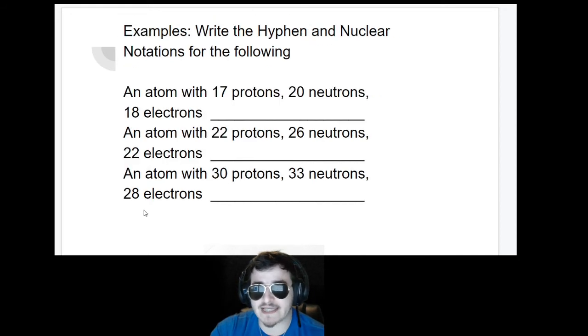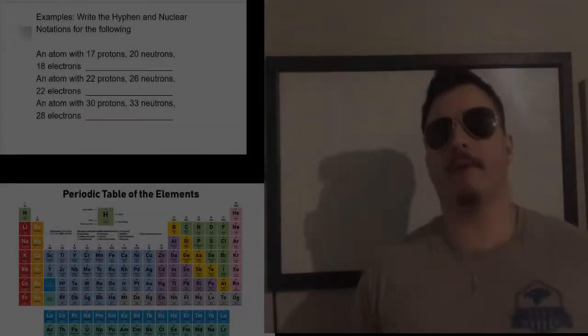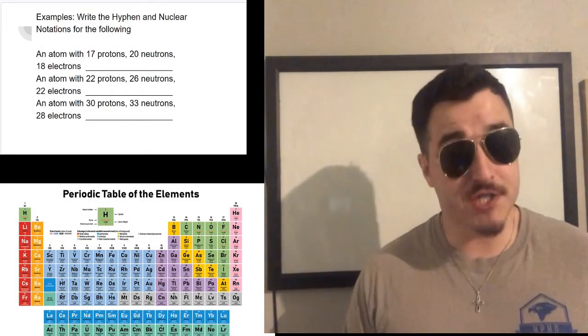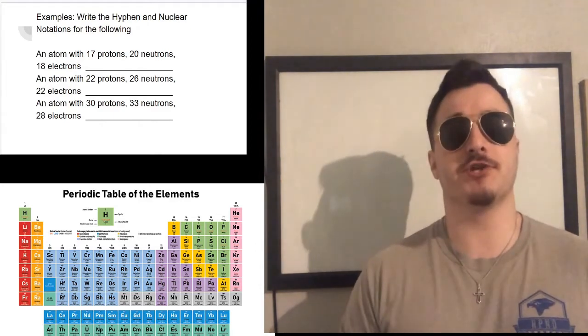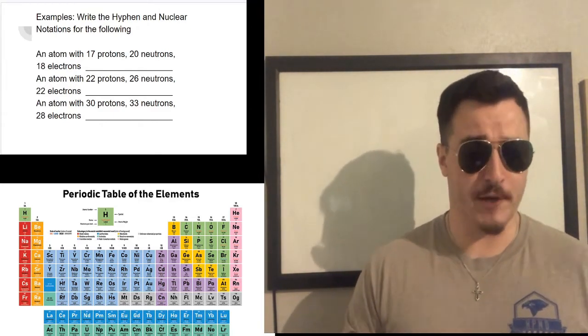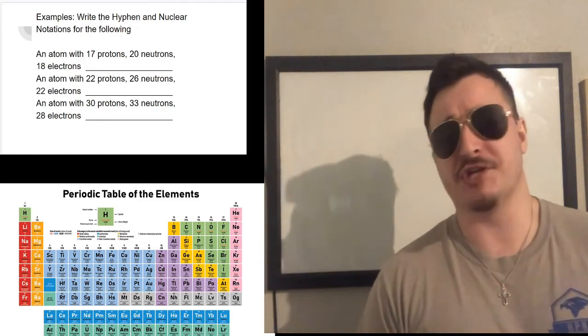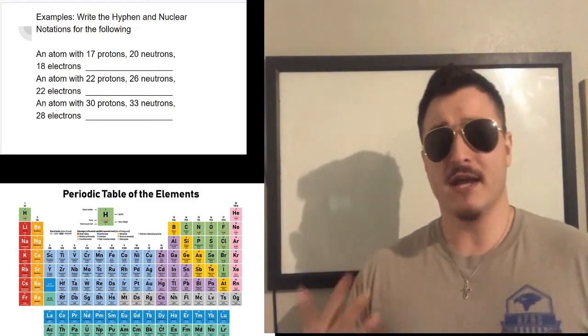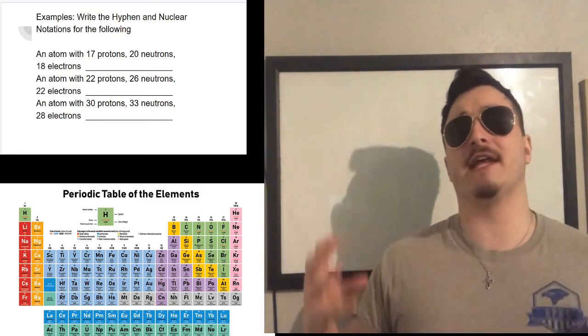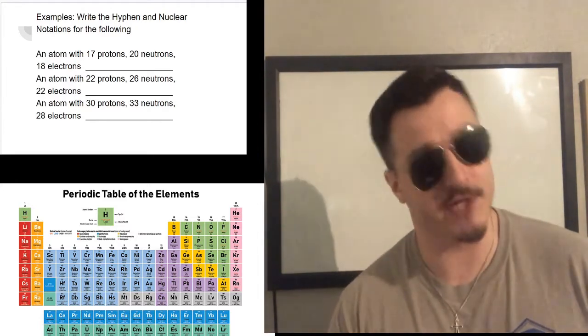So let's look at these examples here on the board. We're going to write them with both hyphen notation and nuclear notation. We're covering the different types of notations that we can write. Typically, we're going to use hyphen notation or what is called nuclear symbol notation. Either way, we've got a few examples here for you. They're always going to give you protons, neutrons, electrons, that kind of information. Maybe they'll straight up give you a charge. Either way, you need to be able to extract information that they don't provide, assuming that they give you everything that you need, and they always will.